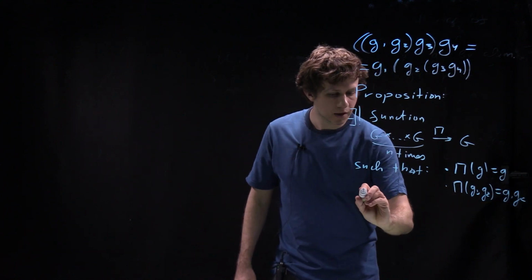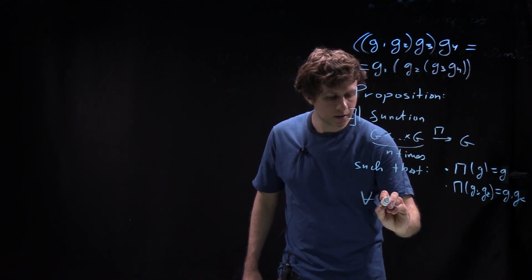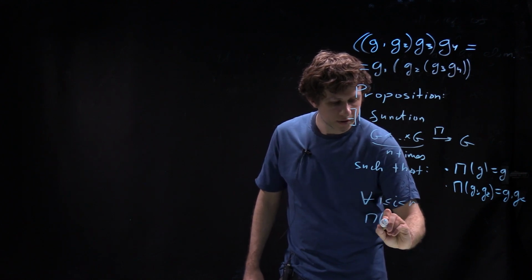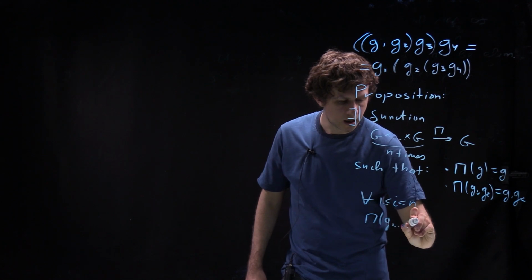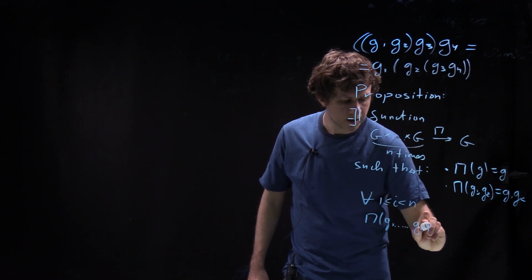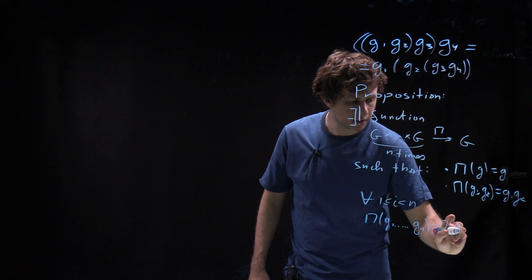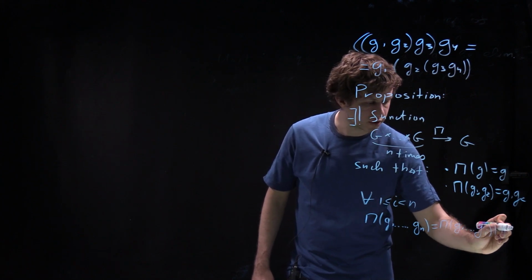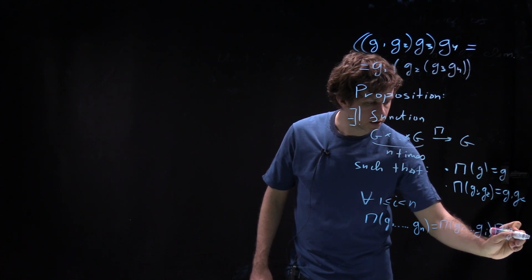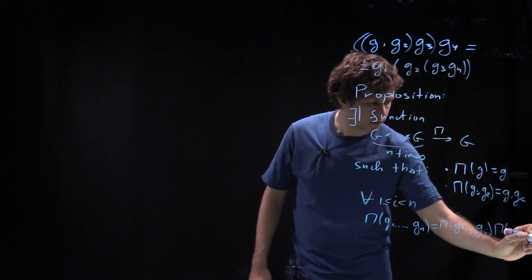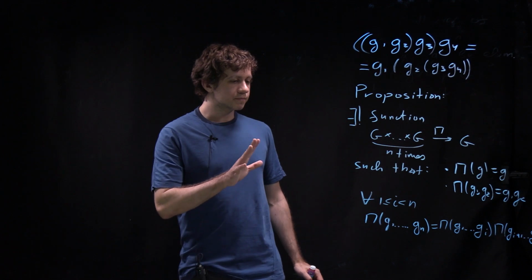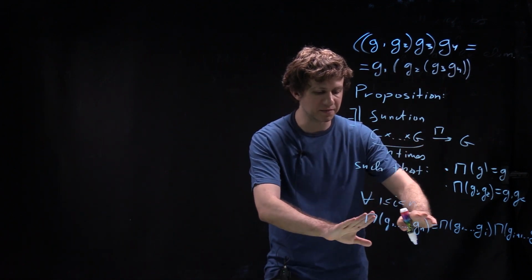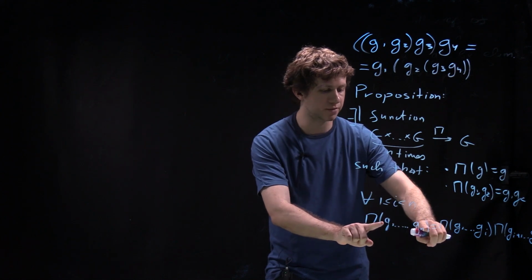And finally, for every i greater or equal than 1 and less than n, P of g1 up to gn is the same as P of g1 up to gi times P of gi plus 1 up to gn. So what it means, of course, later on I will denote this function by the same thing without P. I will just write n elements multiplied.